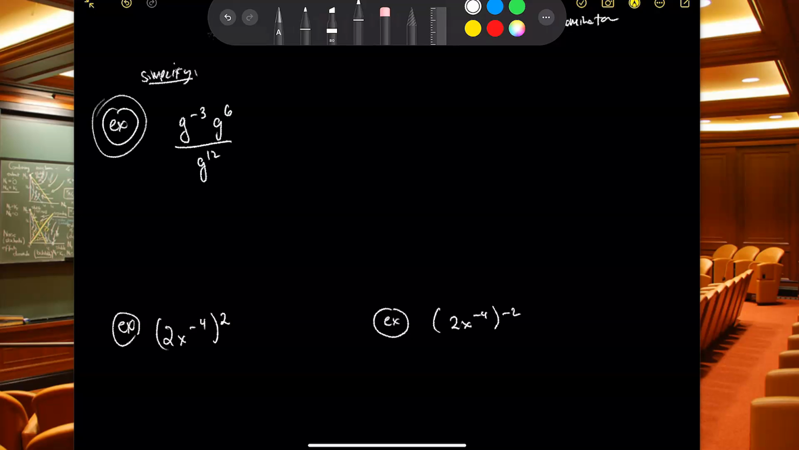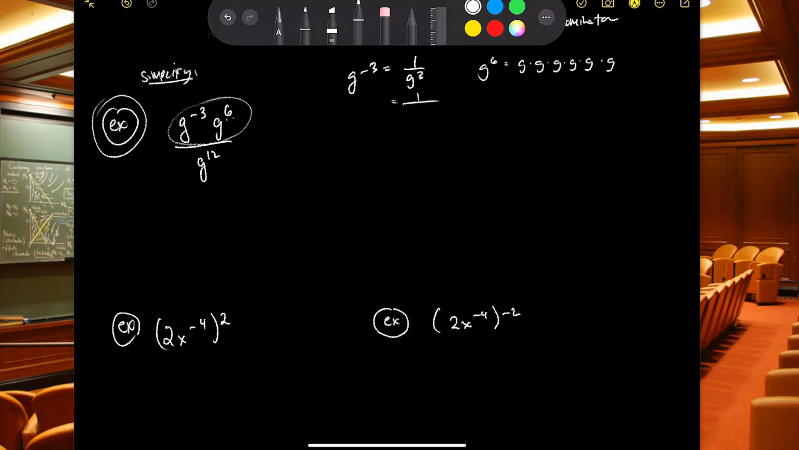So g to the minus 3 really means 1 over g cubed. It means I'm supposed to be dividing instead of multiplying by g 3 times. One way you could use that is here with this guy on the top. You could send this down to the bottom. You'd end up at the same place. Or you could remember, what does g to the 6 really mean? Well, g to the 6 means multiply by g 6 times.